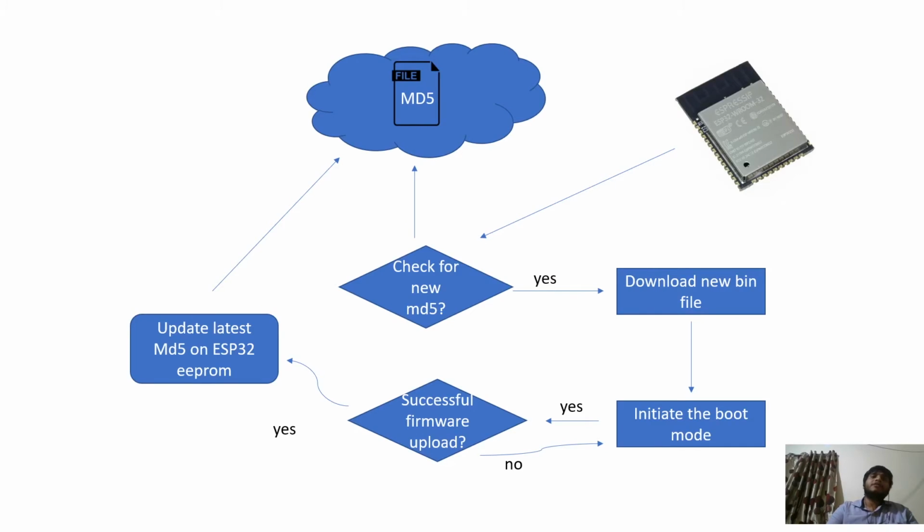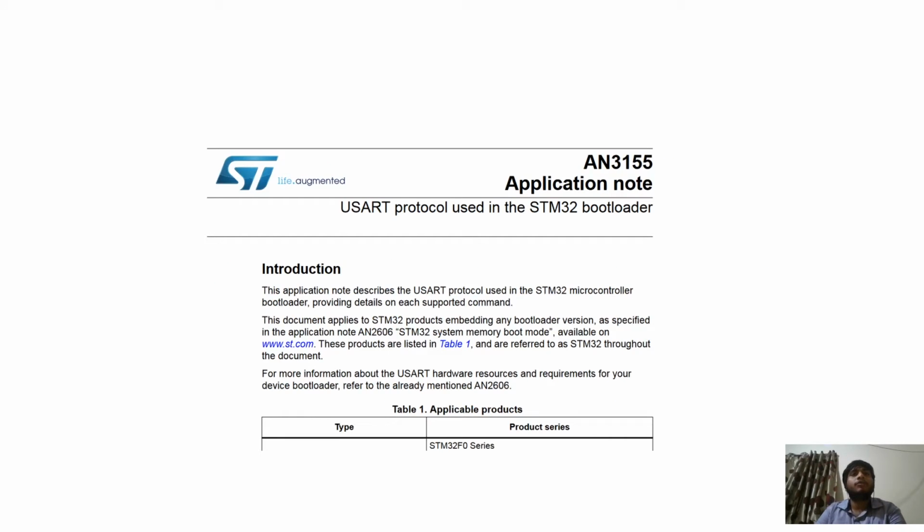And for the remaining, if you want to know more about the UART protocol that is used for the bootloader, you can check out STM32's app note AN3155. It describes the protocol this works on. There are certain commands that you need to call for initiating the boot mode and so on. So you can use this to write your own FOTA using any chip.